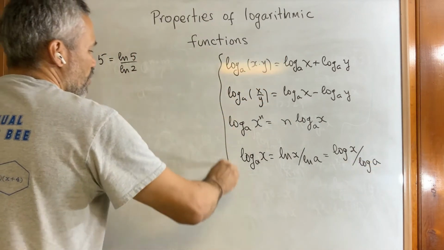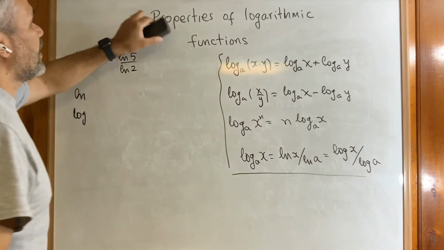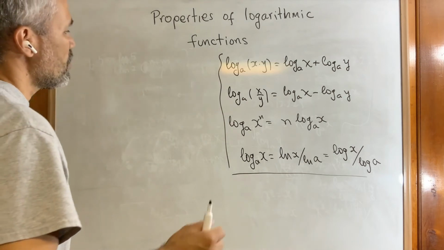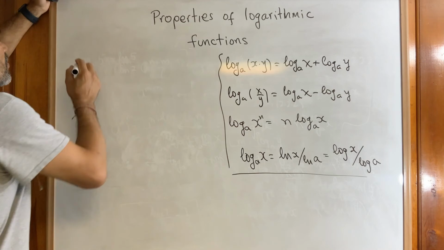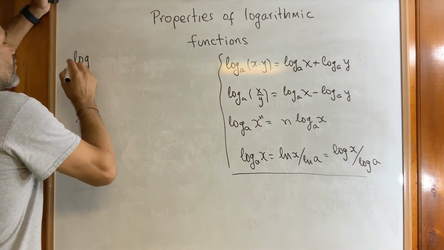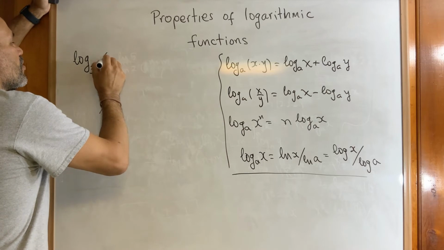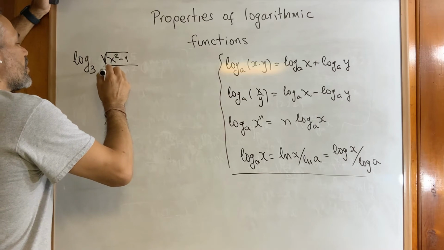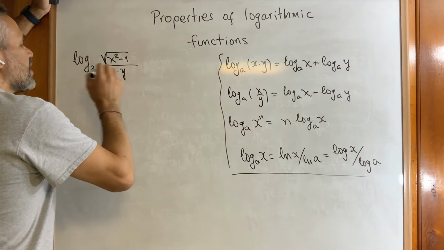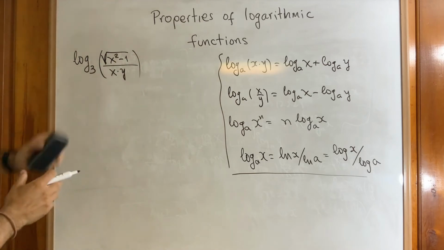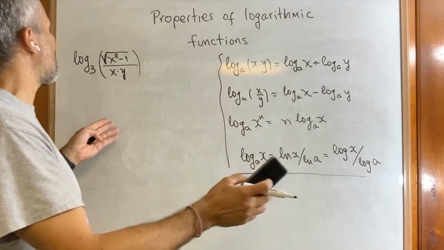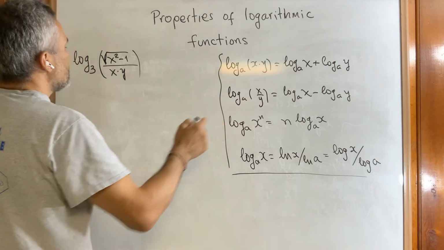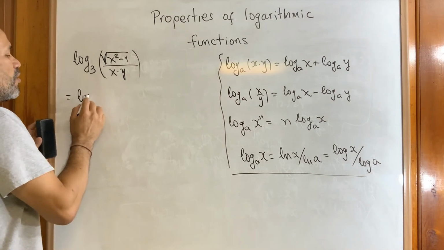Then here we have some properties for the logarithmic function. Let's see how we can use those properties to rewrite some expressions. Let's suppose that we have log in base 3 of the square root of x squared minus 1 over y times x. Suppose that we have that, and we want to expand this as a linear combination of logs in base 3. Then we use this property, and then this will be log in base 3.